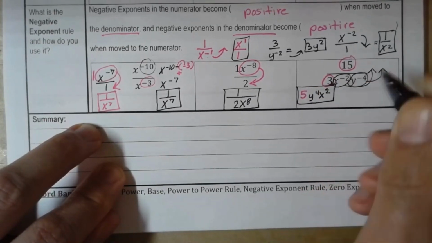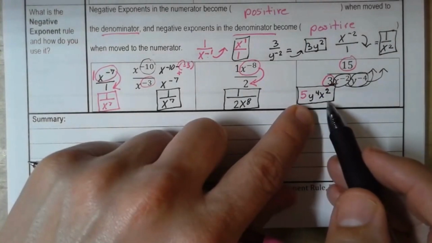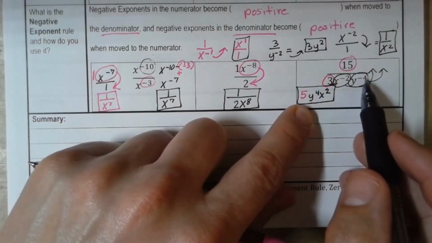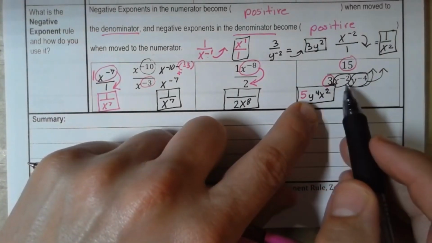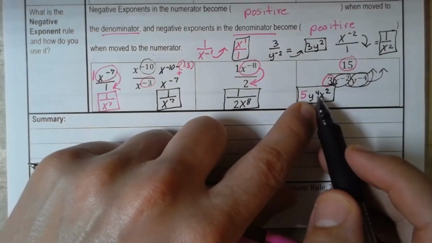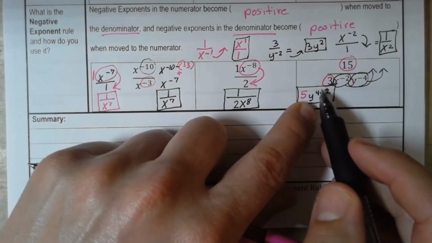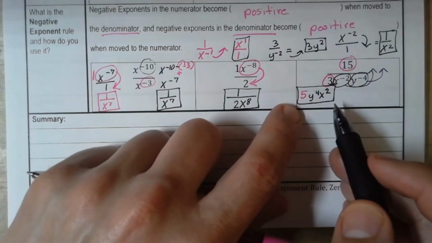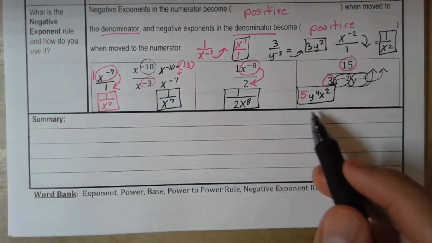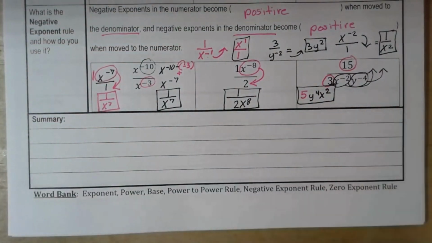Now some of you might be looking at this going, Mr. H, why did you move the y in front of the x? Well, look at the y. It has a power of 4, and the x has a power of 2. And remember I told you, always write these where the highest power is in front when it comes to the variables. So that is my final answer: 5y to the power of 4 times x to the power of 2.